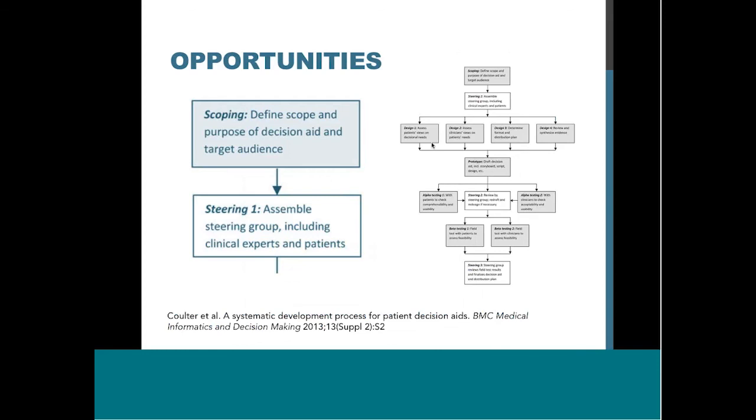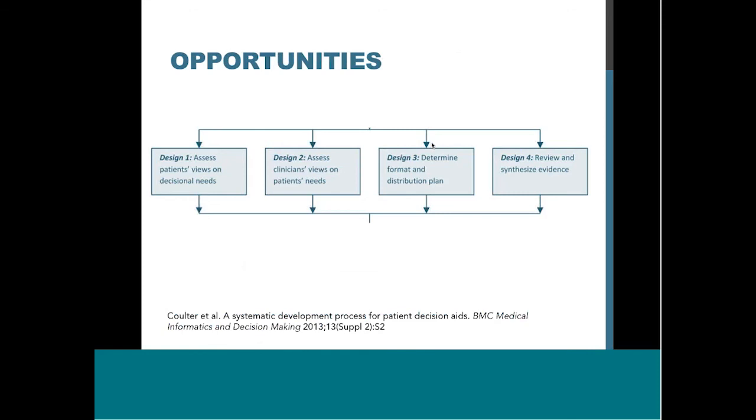So we begin by defining the scope and purpose of the decision aid and target audience. We assemble a steering group, including end users like clinicians and patients, and then go through a process of assessing decisional needs. So what do patients need? What do clinicians perceive that patients need in supporting making a decision about a particular clinical topic?